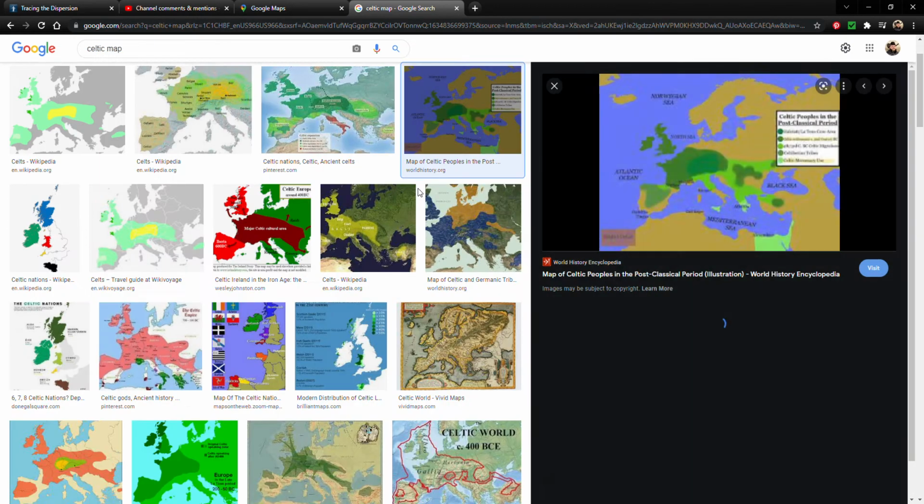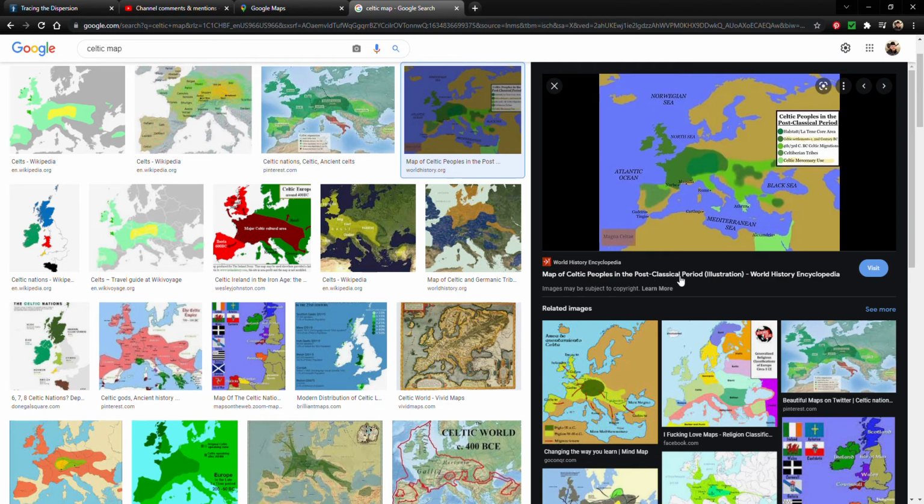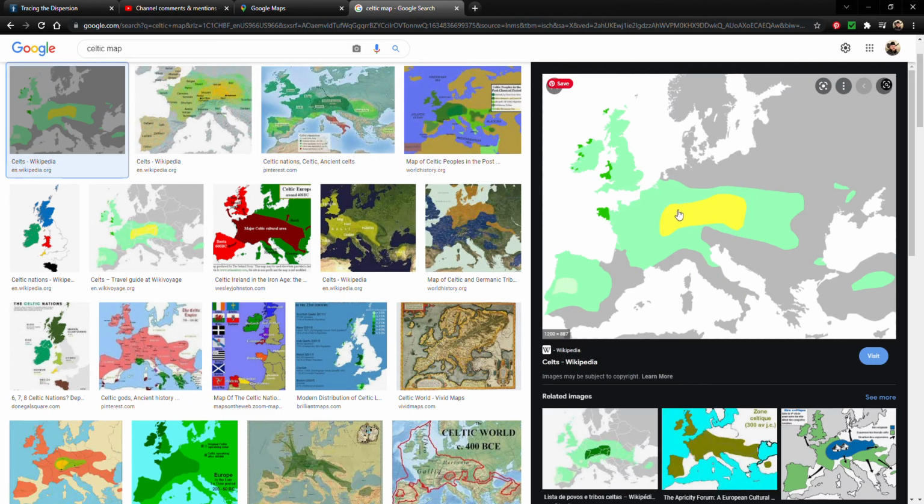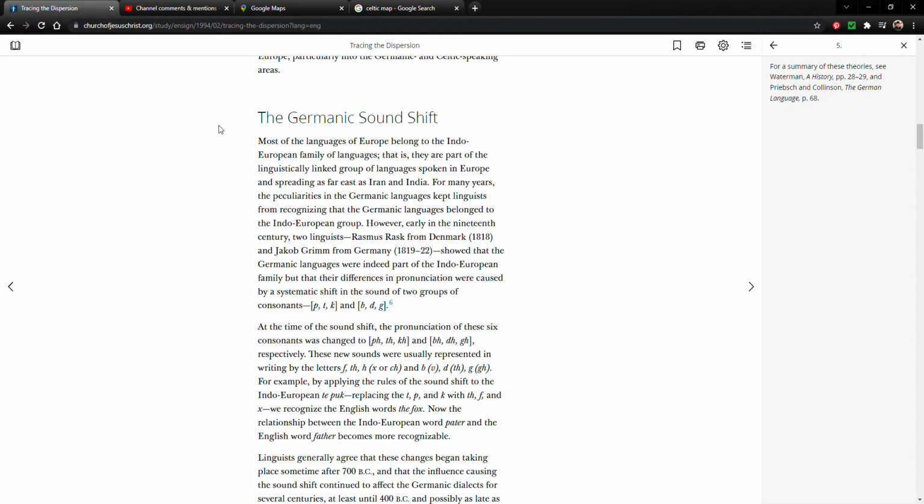Map of Celtic peoples post-classical period. So you just have pretty much all throughout Europe. Here's one from Wikipedia. It kind of shows that same area. They were down in the Iberian Peninsula, which I knew about that. And then obviously up here in the British Isles. So these are the Celts right here, just roughly speaking. If you want to do a specific study, you'll have to do it on your own.